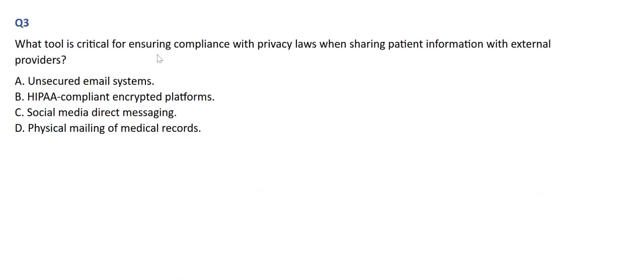Question 3. What tool is critical for ensuring compliance with privacy laws when sharing patient information with external providers? A. Unsecured email systems. B. HIPAA-compliant encrypted platforms. C. Social media direct messaging. Or D. Physical mailing of medical records. The answer is B.